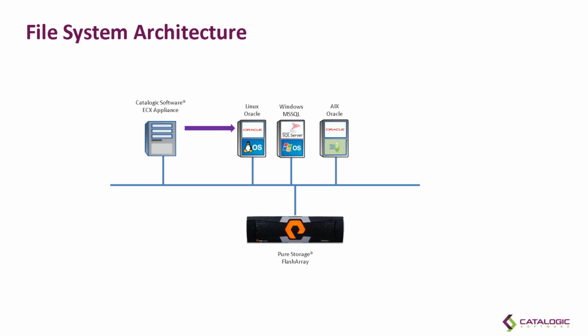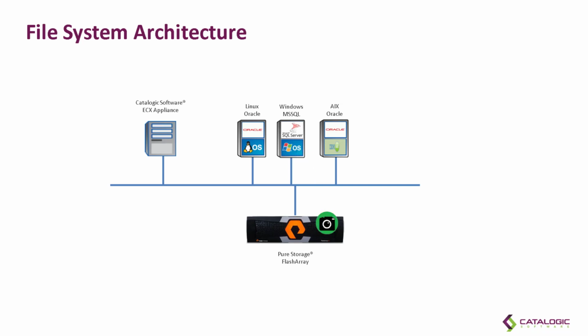File system integration takes this one step further by allowing ECX to communicate directly to the operating system on a physical or virtual machine. From here, ECX can drive copy data management from a server-centric perspective versus a storage-centric perspective. For example, Windows drive letters whose LUNs are hosted on supported storage platforms like Pure can be easily identified and selected in a file system backup job and snapshotted at the storage level.